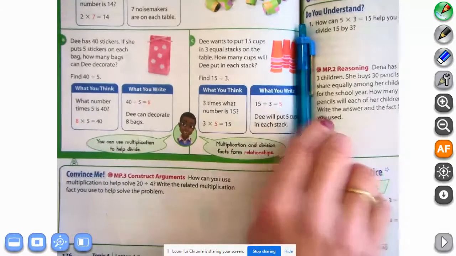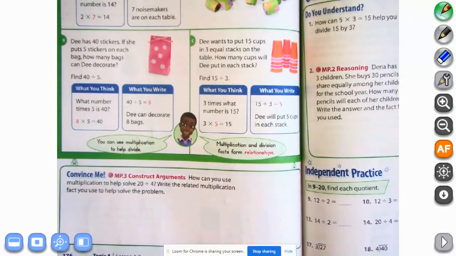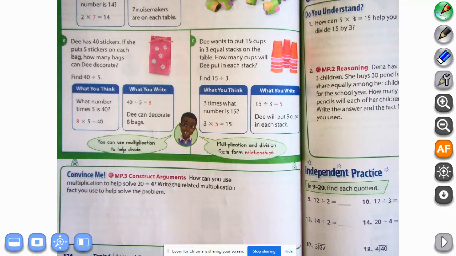So I heard a little story that we have some people who wait for me just to write the answer down in their book. And while that might feel like it's easy, it's not really helping you think. So you should be pausing the video and thinking about what the answer might be before I give it to you. Kind of like a game. We want you to be able to try to get it before I get it. Okay, so let's look at Convince Me.